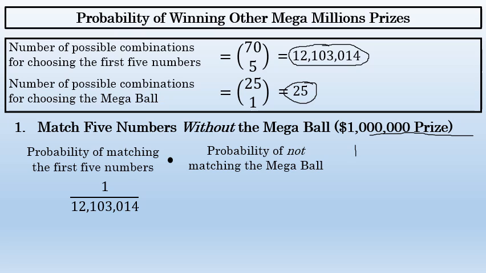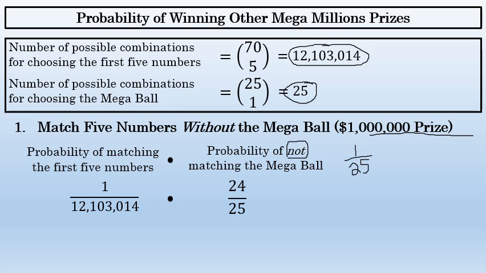Well, the probability of matching the mega ball would be 1 in 25, 1 out of the 25 possible ways the mega ball can be drawn. The probability of not matching it would be the other 24 ways. You have a 24 in 25 chance of not matching the mega ball.